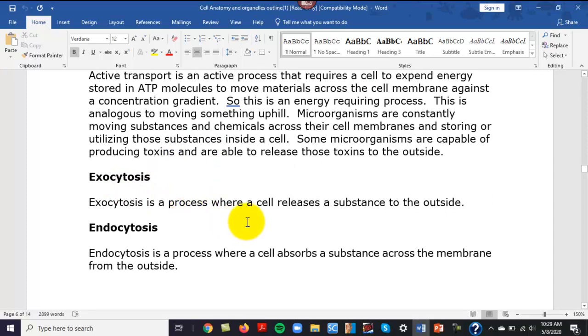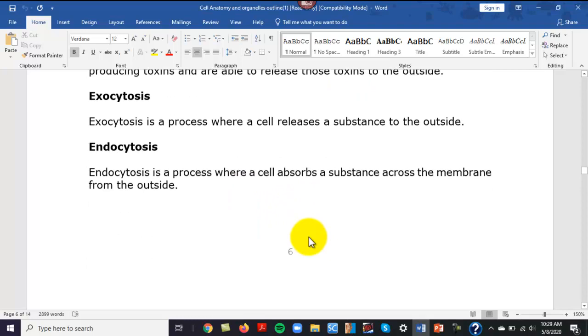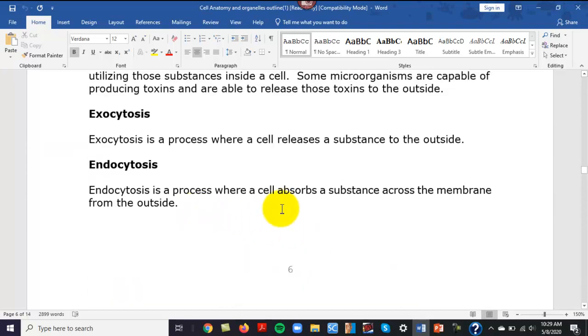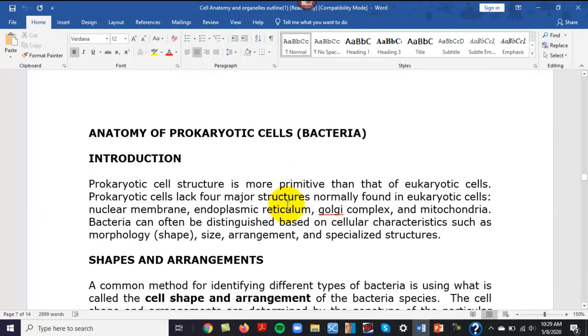Exocytosis means a process where a cell releases something to the outside. Endocytosis is when a cell brings a solid or liquid across the cell membrane to the inside of a cell. That requires energy. White blood cells that eat other cells, that's a form of endocytosis that requires energy. And I will start there next.